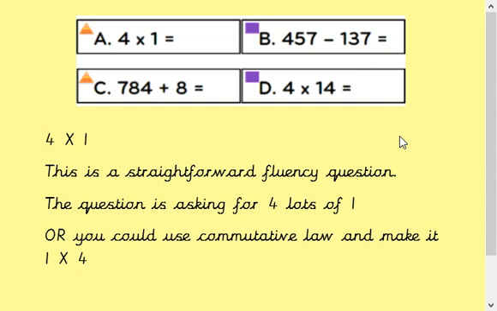The first question this morning is 4 times 1. Now this is a straightforward fluency question. The question is asking you for 4 lots of 1, or if you wanted to use commutative law you would make it 1 lot of 4. Either way the answer should be 4 because 1 times 4 equals 4.